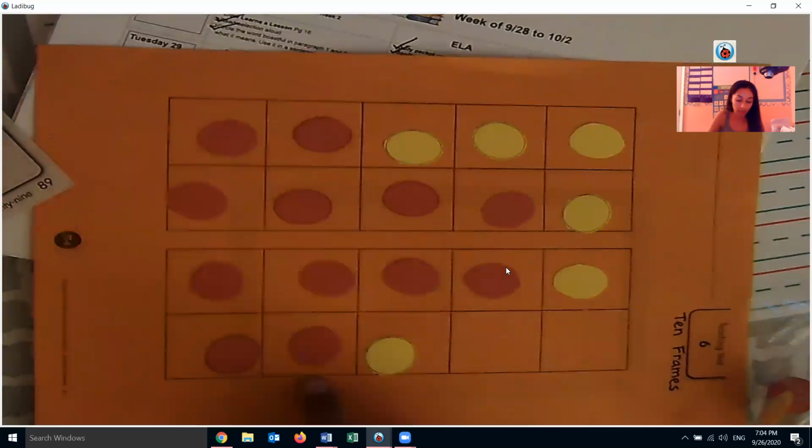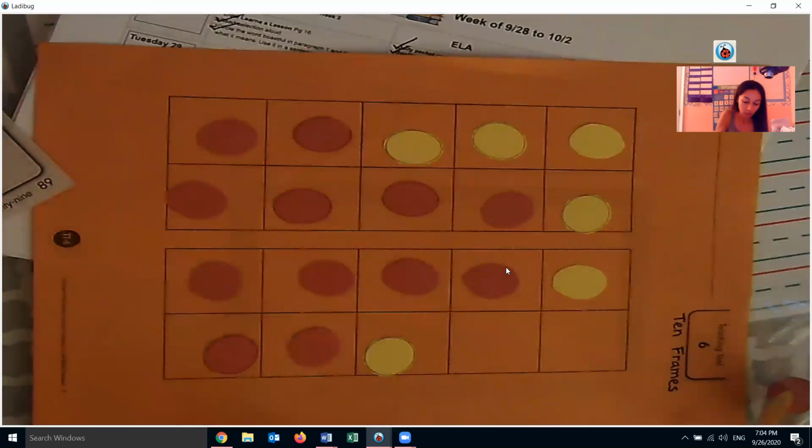18. There's 10, 15, 16, 17, 18. We're going to take away 9. So here I see 5, 6, 7, 8. So I'm going to take these 8 away and 1 from here, which leaves me with 9.